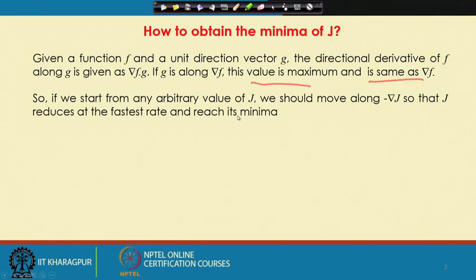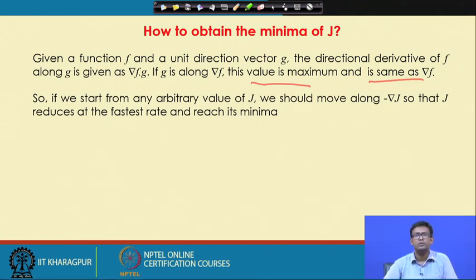So, if we start from an arbitrary value of j, we should move along minus grad j. If we go along grad j, the rate of increase is maximum, so if we go along minus grad j, the reduction is maximum. So, if we start from an arbitrary value of j and move along minus gradient j, then j reduces at the fastest rate and it will reach its minima.